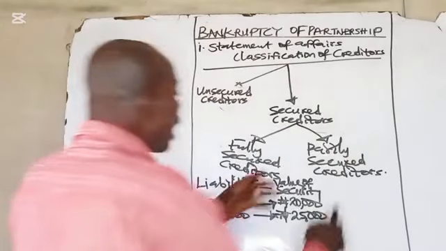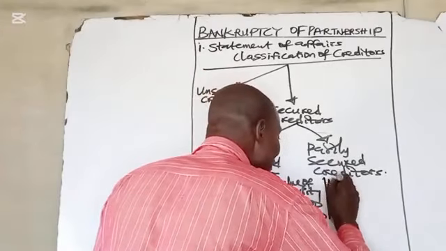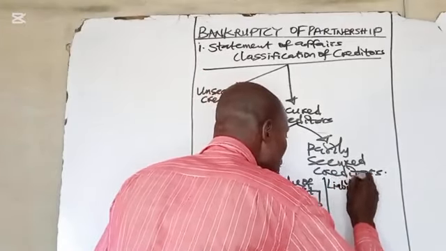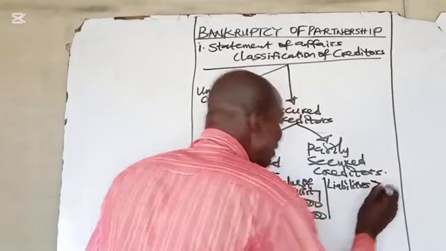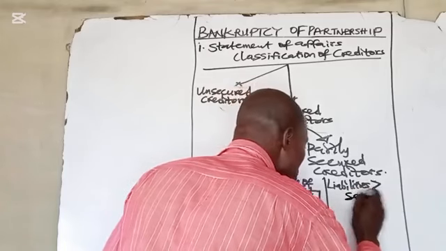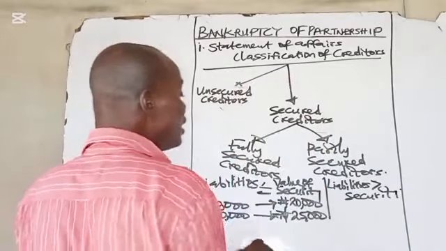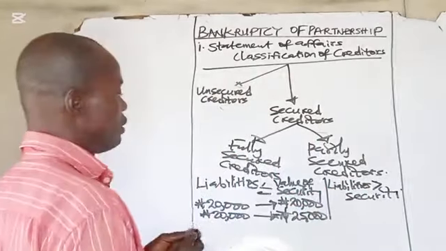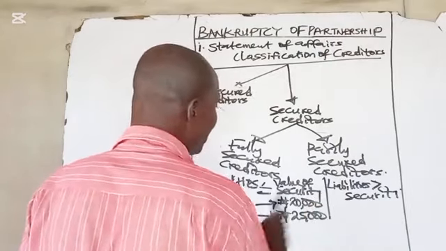But partly secured creditors: a creditor is partly secured if the value of the liability is greater than the value of the security. The value of the liability is greater than the collateral for that loan. That liability is said to be partly secured.